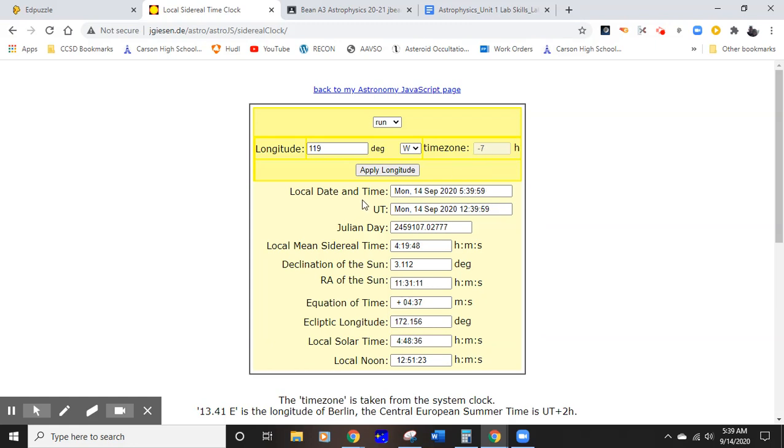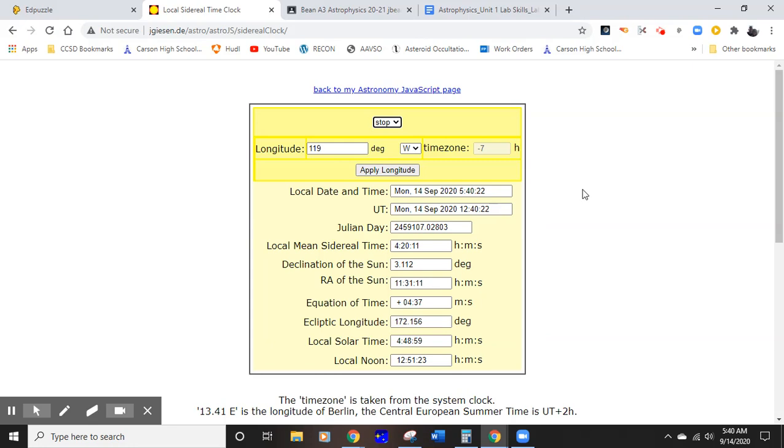Right now in Carson City, it's Monday the 14th, September 2020, and it's 5:40 in the morning. Yes, I am awake at 5:40 in the morning, and Universal Time is now 12:40. Now, take a look up here. See how it says run? Let's be like Thanos and stop time. So we're stopping time right now because we don't want it to keep running for purposes of this discussion.